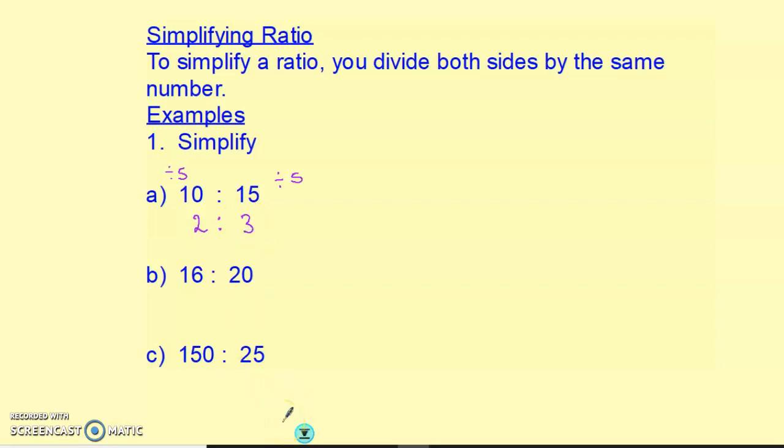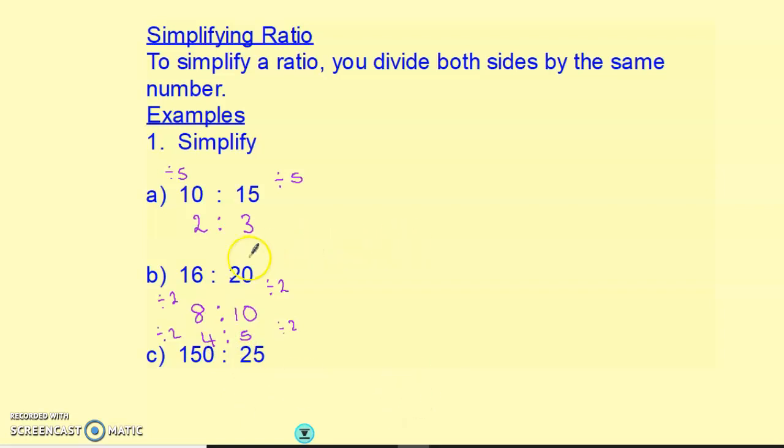16 and 20, now if we don't spot the biggest number, doesn't matter, but if we don't spot the biggest number, we will need to divide again. So the biggest one here would be 4, but I'm going to pretend I haven't spotted that, and instead I'm going to divide both sides by 2. 16 divided by 2 is 8, 20 divided by 2 is 10. Now they're both even numbers, so big giveaway if they're both even numbers. I can divide both sides by 2 again and get a ratio of 4 to 5.